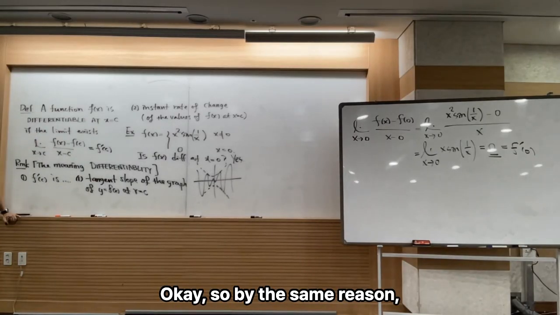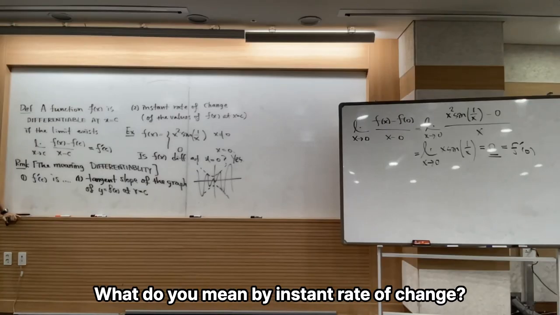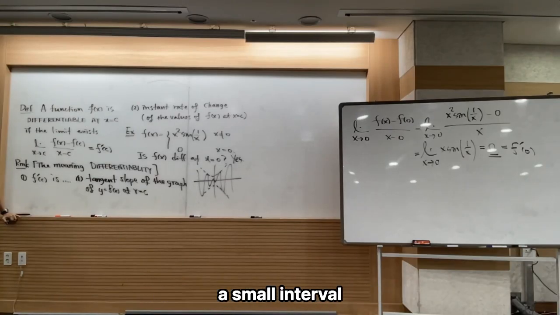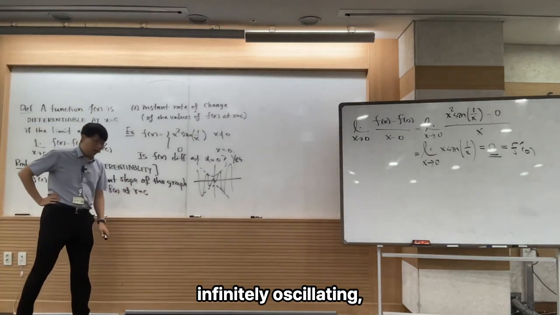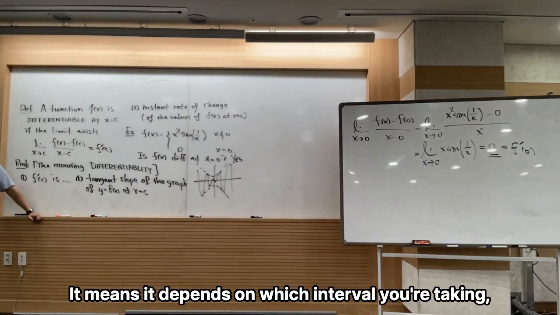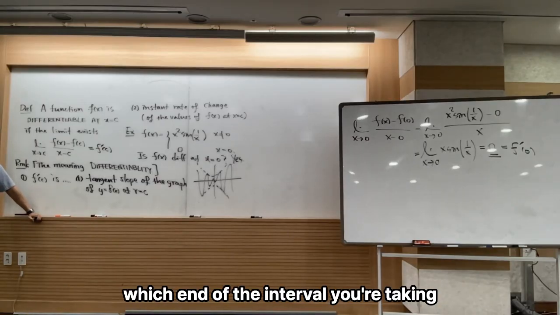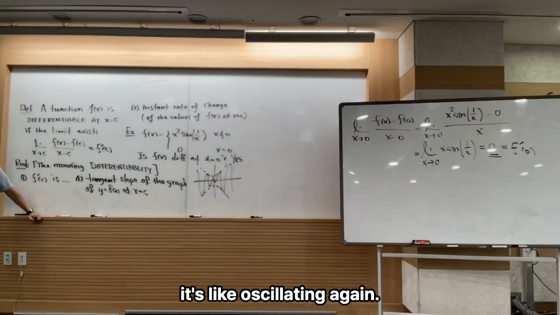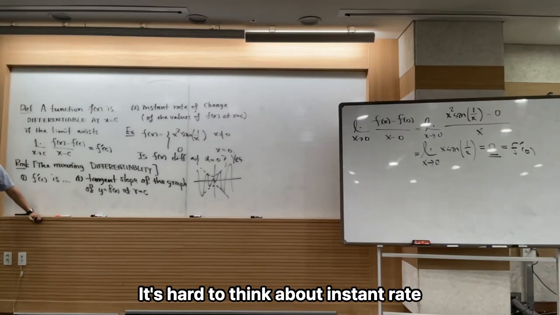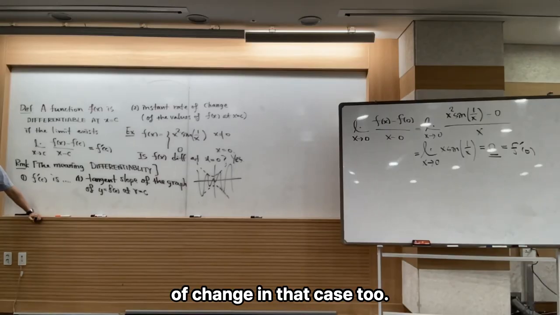Okay, by the same reason, can you find the instant rate of change of this function? What do you mean by instant rate of change? It means you take a small interval, find the difference between the values at the two ends of that interval, and then find the rate. But since this function is oscillating infinitely, it depends on which interval and which end of the interval you're taking, and the rate of change might be positive or negative. It's oscillating again. So it's hard to think about instant rate of change in that case too.